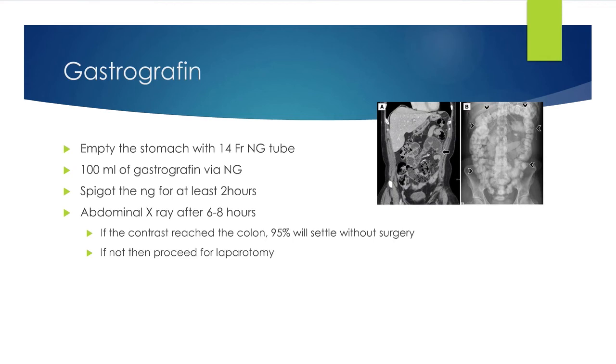So as a diagnostic tool, the rule goes like the following. If the gastrografin is seen in the colon after 6 to 8 hours with the plain abdominal film, it means that the small bowel obstruction is simple, is partial, and 95% of the time it's likely to settle down with non-operative measures.